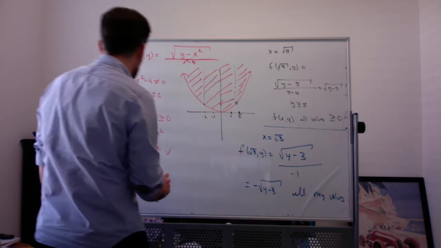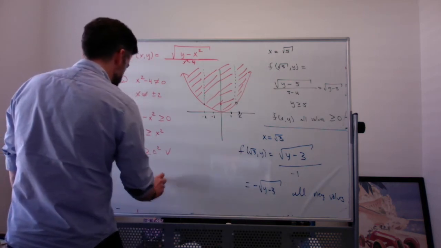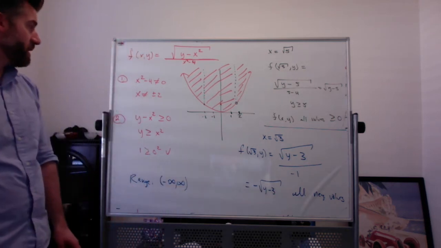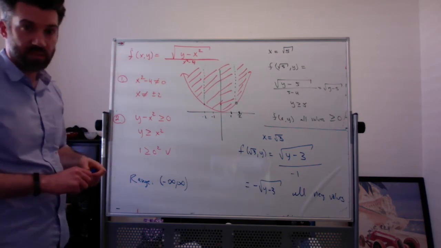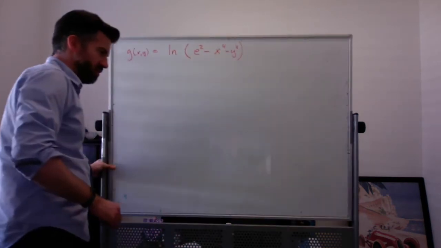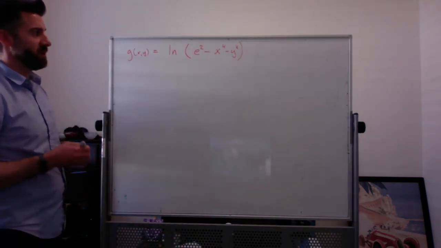So here the range of this function is everything. There's nothing that the function values can't be. Let's look at another example. This one's a little more normal: the natural log of e squared minus x to the fourth minus y to the fourth.